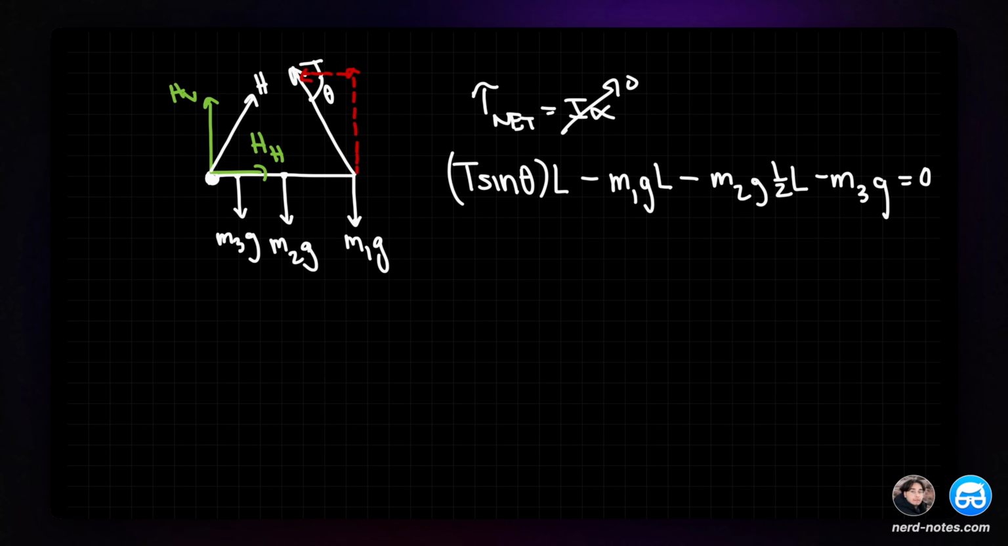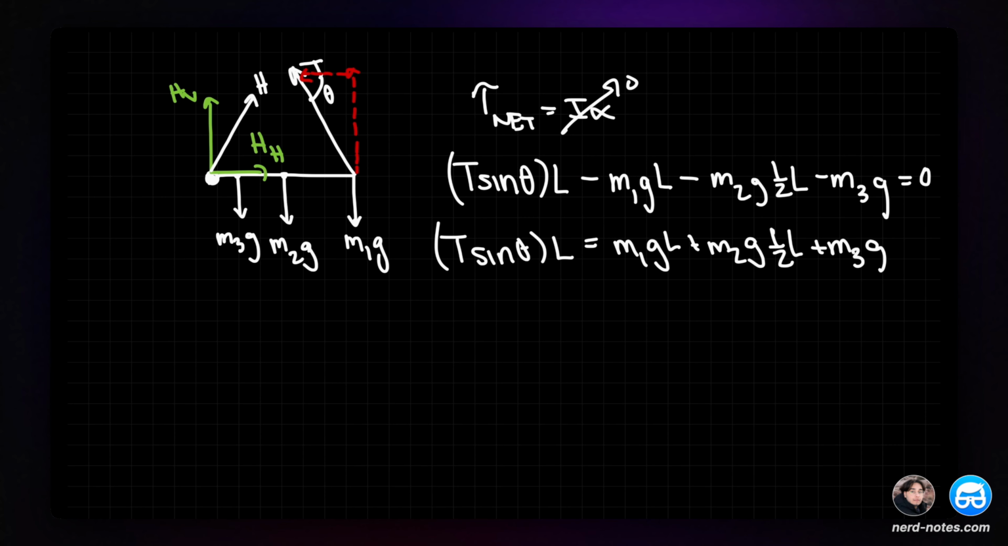And actually, just to show you one more step, we might as well go ahead and do it. Sine theta times L is equal to M1GL plus M2G times half L, plus M3G. And so one thing we can possibly do straight off the bat is just eliminate the L, divide by L here. And we can also possibly eliminate, or at least factor out, the G from the equation.